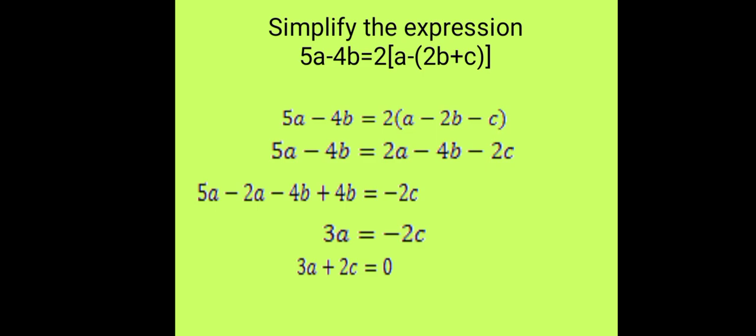So let's continue and bring the like terms to one side. We shall take a and b across the equal sign. We shall have 5a minus 4b and 2a plus 4b.